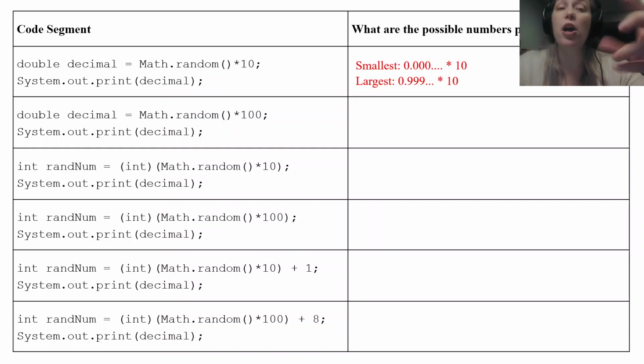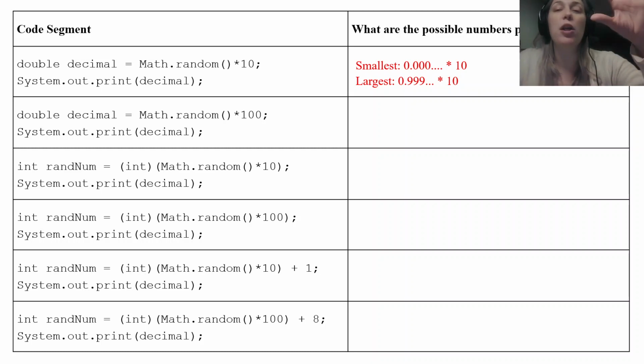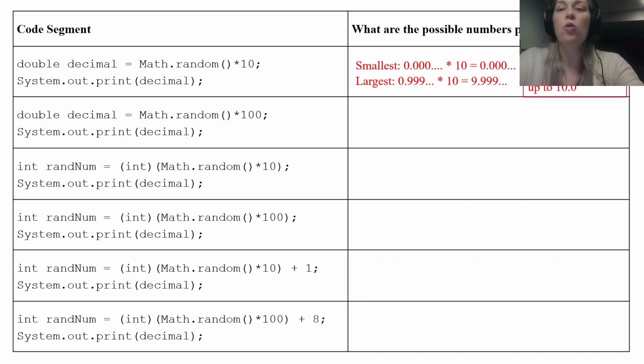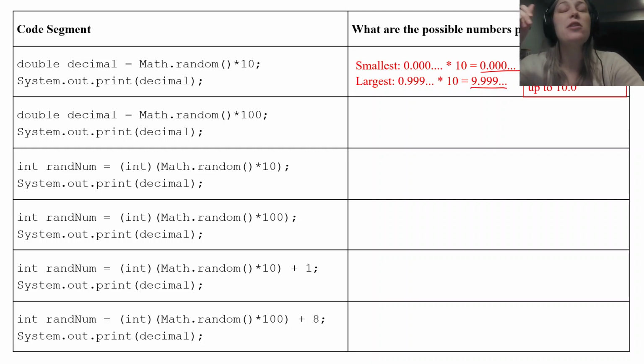Well, remember the smallest and the largest decimal with math.random is from 0 up to 0.9999999, right? So if I have the smallest and the largest possible number, and I multiply each of those times 10, 0 times 10 is still just 0, or a really small decimal. And then that 0.999999 times 10 is 9.999, right? So the possible numbers printed when I multiply by 10 is going to be any decimal value between 0.0 and up to 10, okay? Because it goes to 9.99999.